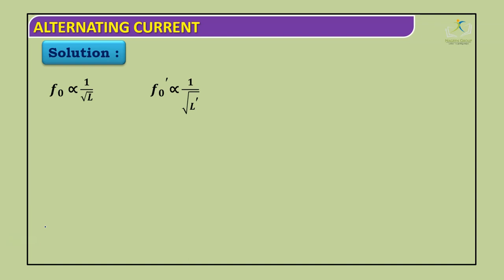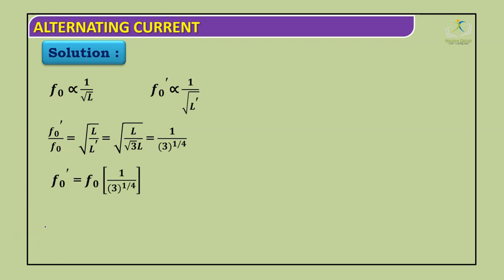So the change in frequency, that new frequency will also be proportional to 1 by under root of L prime. So F naught by F is equal to under root L by L prime, which becomes under root L by root 3 times of L, which after solution we can say is 1 by 3 to the power 1 by 4. So F naught prime, that means the change in the frequency, we can calculate as F naught times 1 by 3 to the power 1 by 4. Frequency is independent of R.